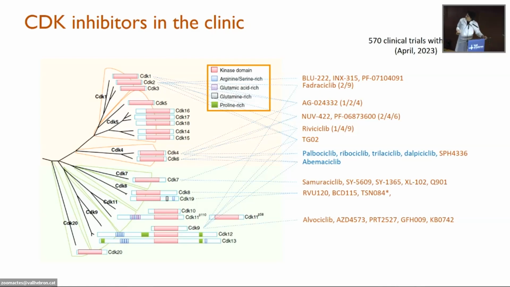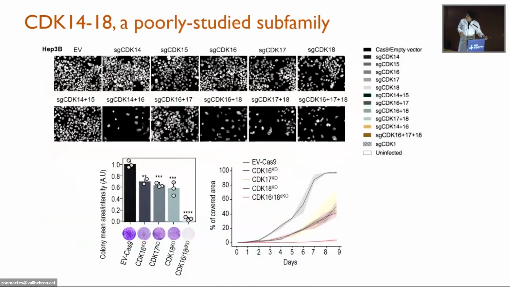So if you look at this cartoon, most of the companies are interested in one or another of the family members, but there is a group, CDK16, 17, 18, 14, 15, with almost no papers, no pharma companies, no drugs. So a few years ago, we decided to start working on that. So we generated CRISPR reagents for testing these family members. And I have only 2 slides with the results.